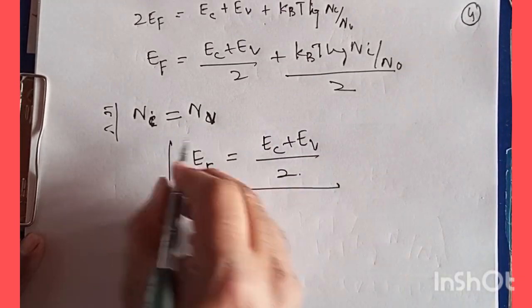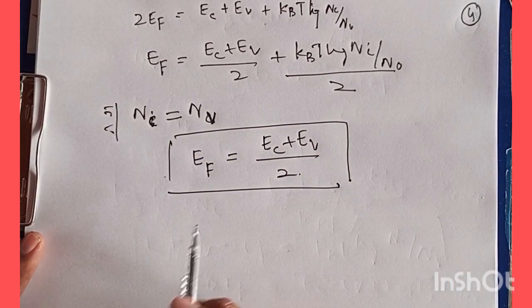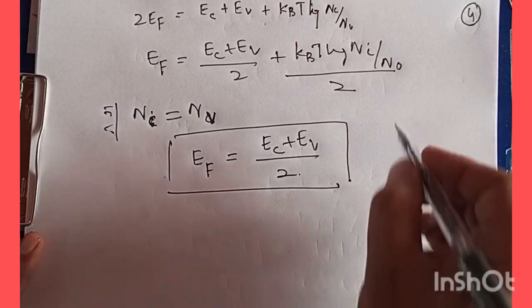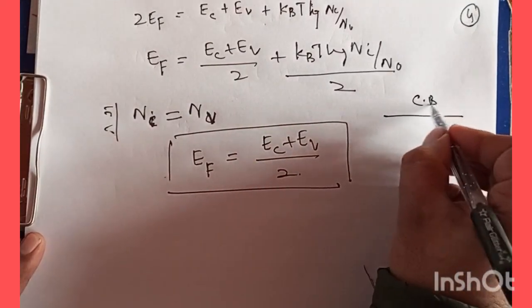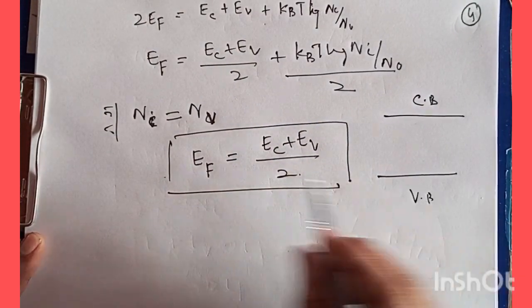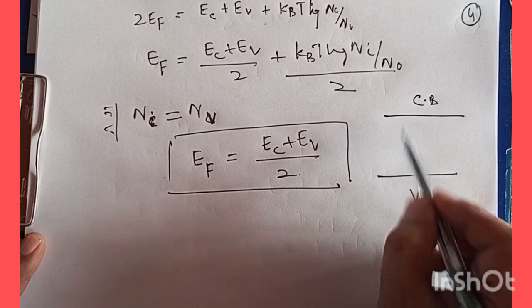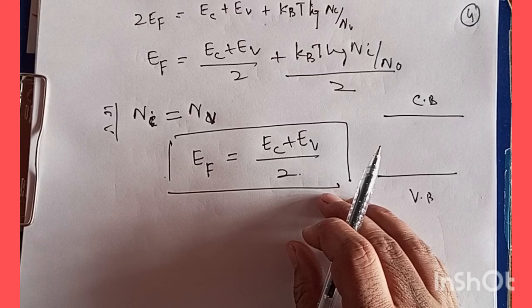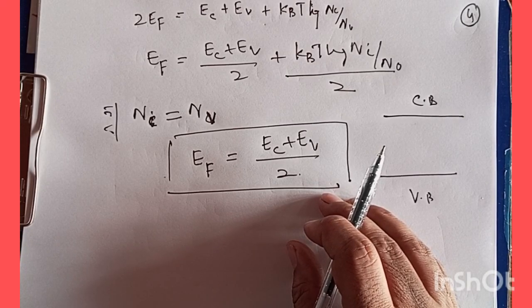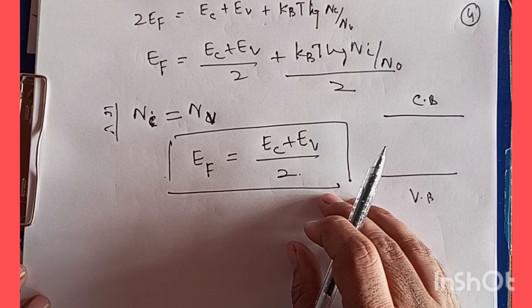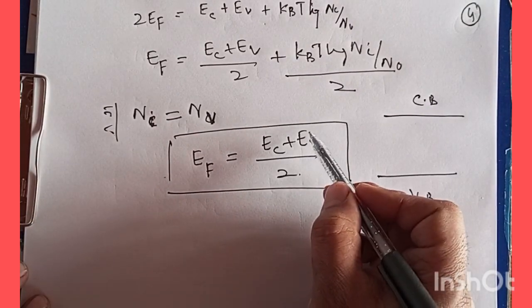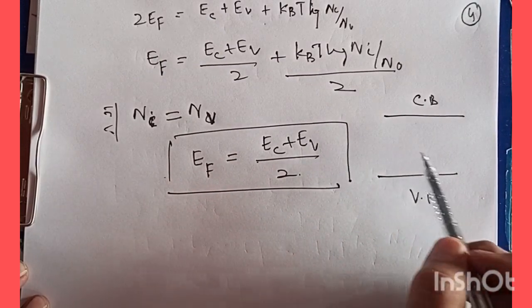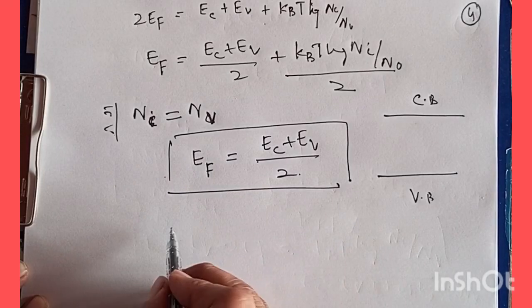So this was our target equation, and it tells us that this Fermi energy will lie in the forbidden energy gap. We have the conduction band and the valence band. This Fermi energy will lie between the conduction band and the valence band, and its value will be given by E_C, the energy of the conduction band, plus the energy of the valence band, divided by 2. So this is going to be at the middle of the two bands we have been talking about.